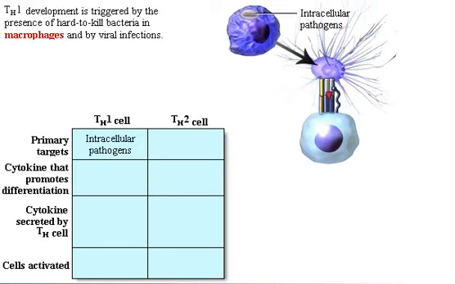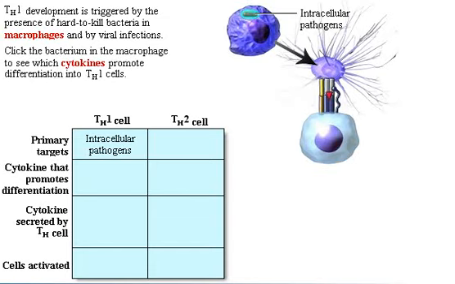Th1 development is triggered by the presence of hard-to-kill bacteria in macrophages and by viral infections. Click the bacterium in the macrophage to see which cytokines promote differentiation into Th1 cells.